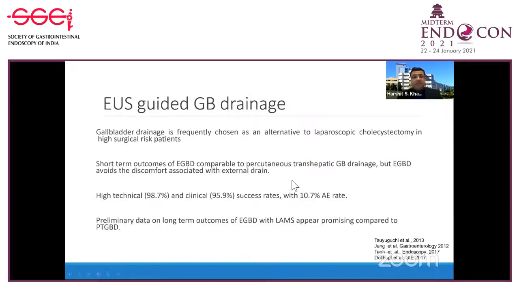Thus, in summary, gallbladder drainage is frequently chosen as an alternative to laparoscopic cholecystectomy in high-risk surgical patients. The short-term outcomes of EUS-guided gallbladder drainage are comparable to percutaneous transhepatic gallbladder drainage, but with the added benefit that patients do not have a drain sticking out of their nose, thus avoiding discomfort associated with either a nasocystic drain or an external percutaneous drain.